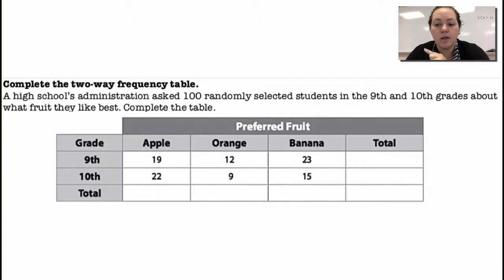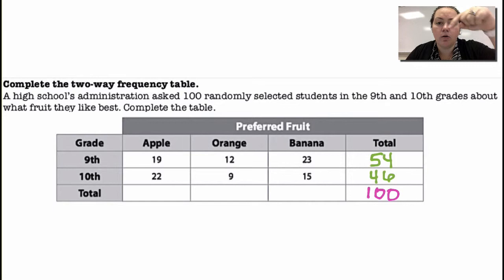So if I add across that row, I can figure out what the total is. 19 plus 12 plus 23 gives me 54. If I add across my other row, 22 plus 9 plus 15 gives me 46. Well, I know the total was supposed to be 100. If I add 54 plus 46, I do get 100.